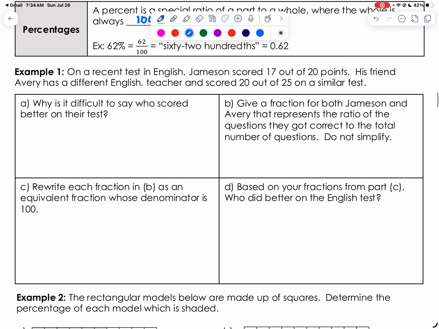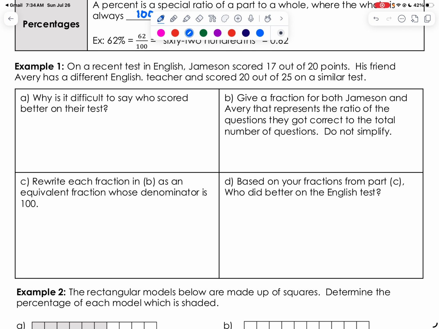Example 1. On a recent test in English, Jameson scored 17 out of 20 points. His friend, Avery, has a different English teacher and scored 20 out of 25 on a similar test. Why is it difficult to say who scored better on the test? Think about that for a moment.